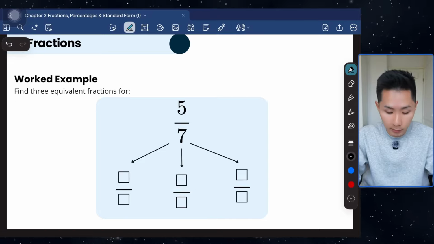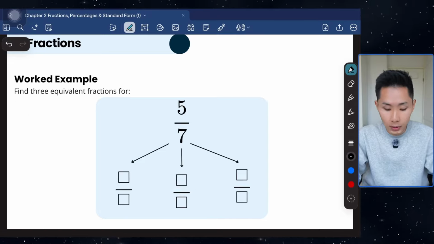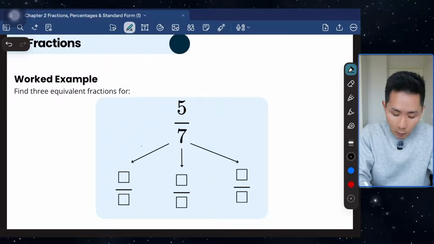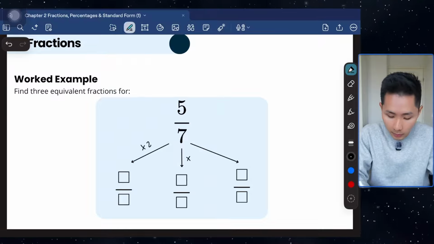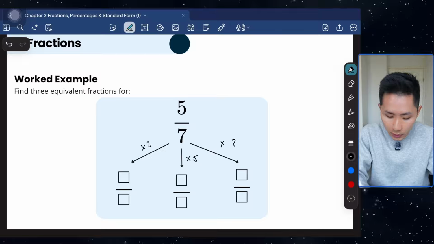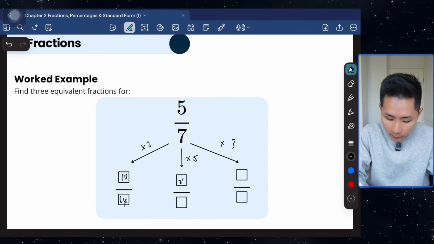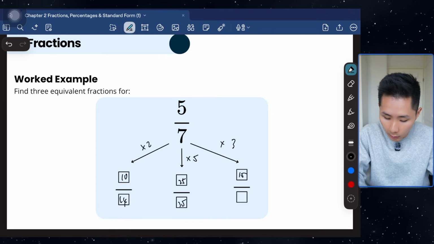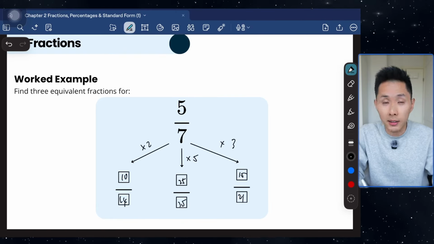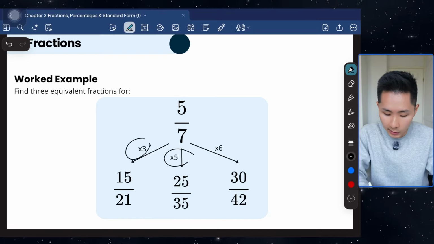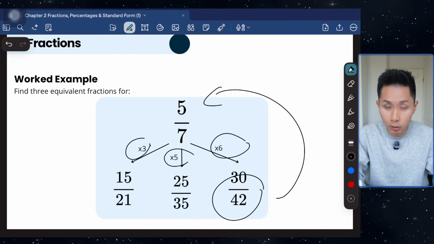Alright, now let's solve some worked examples. Find 3 equivalent fractions for 5 over 7. Well, I can multiply by 2, or multiply by 5, or multiply by 3, and that will give me 10 over 14, 25 over 35, and 15 over 21. But you can technically multiply by any number you like, and that will give you equivalent fractions.